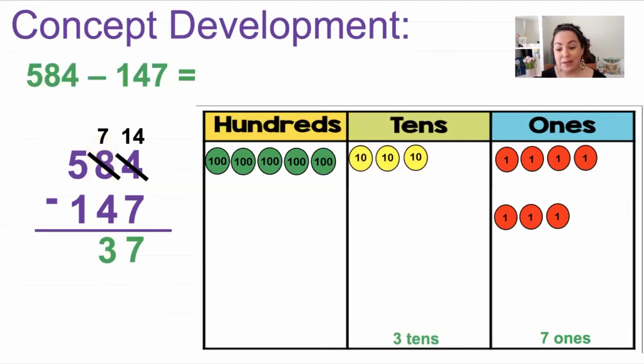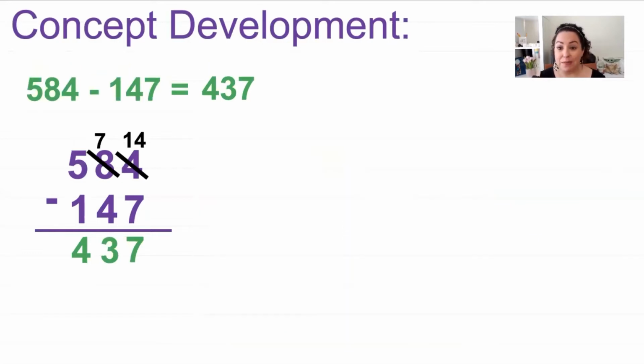And now we're ready to move on to our hundreds. So I have 5 hundreds and I just need to take away 1. Well, there it goes. And I'm left with 4 hundreds. So 5 take away 1 is equal to 4. So altogether I have 584 take away 147 is equal to 437.